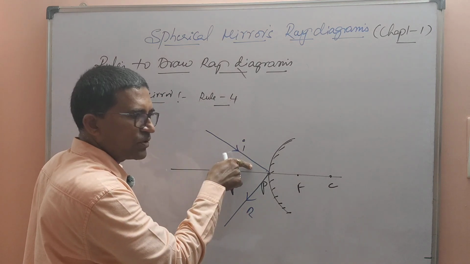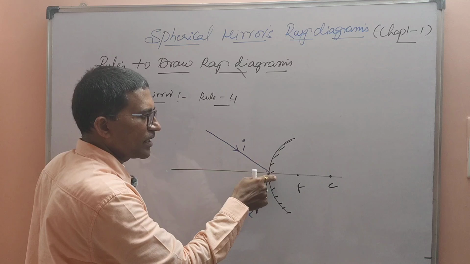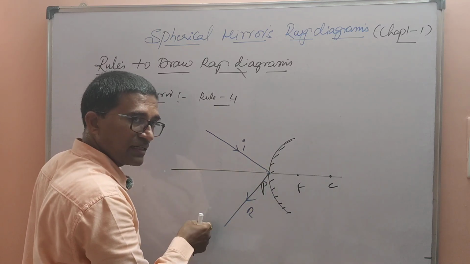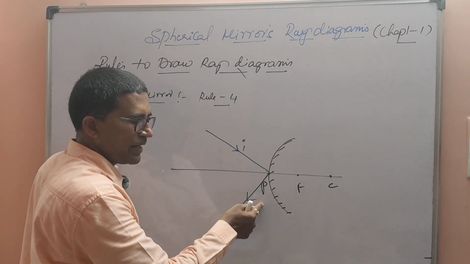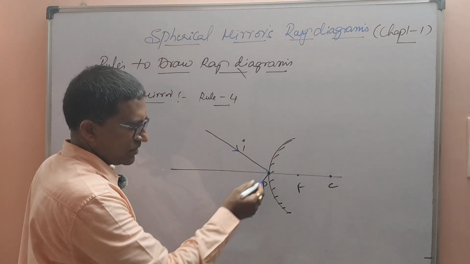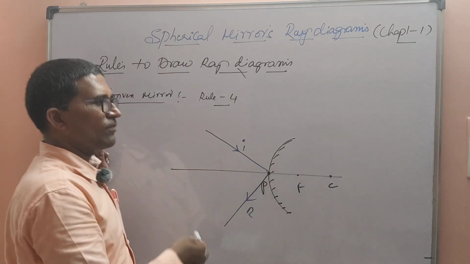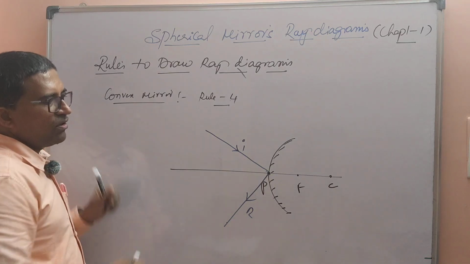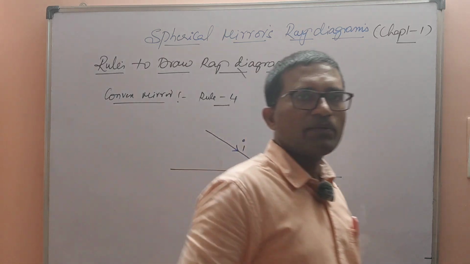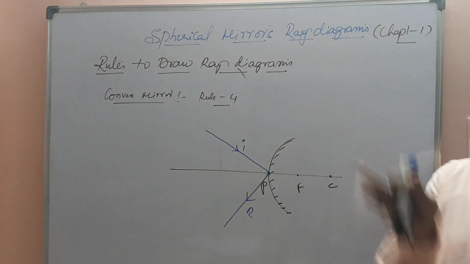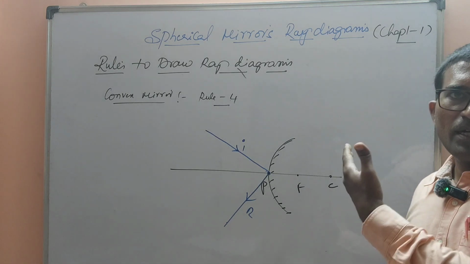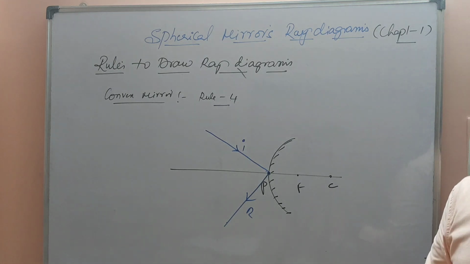If the incident ray falls onto the pole of the reflecting surface of the convex mirror, the reflected ray bounces back from the other side of the principal axis with the same angle, that is obliquely only. This is the incident ray, this is the reflected ray, and this is the pole of the mirror. Is it clear? So these are the rules pertaining to both concave and convex mirrors, which you have to follow, how the rays will behave when you're drawing the ray diagrams of both concave and convex mirrors. I think I clarified everything very clearly. I hope you all understood this.